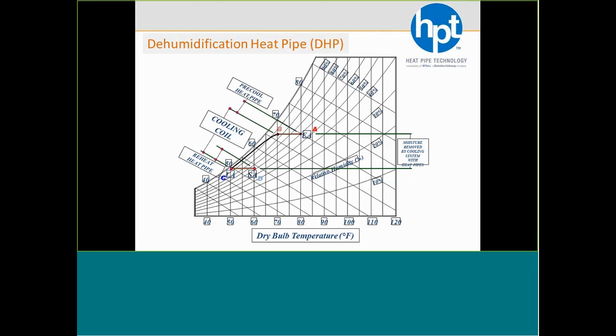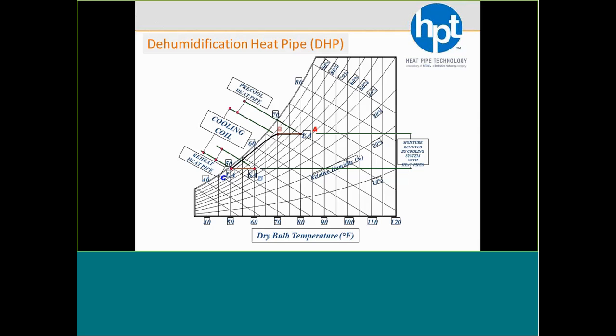So the pre-cool side of the wraparound heat pipe will pre-cool from point A down to point B. And now, as you can see, you need a smaller coil because you only have to get from point B to point C. And then, of course, the heat that was recovered from A to B is just wrapped around the cooling coil and added as reheat from point C to point D.